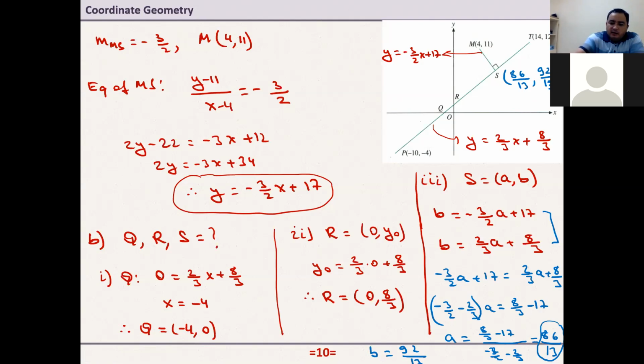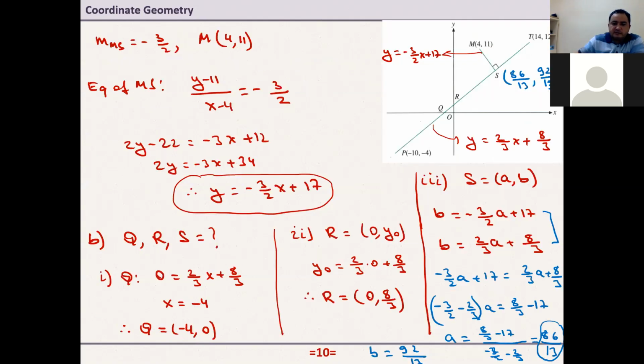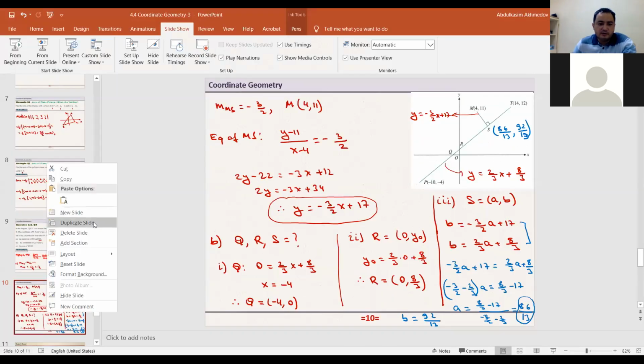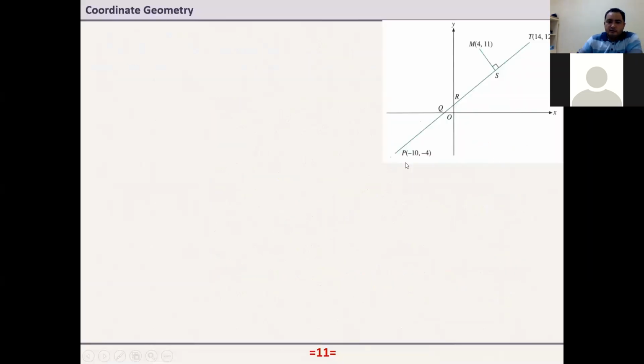So anyway, the last question is the area of PMS. Let's find this and we'll finish the class. We need one more space. C, area of PMS. Where is PMS? I see. Okay, we know the coordinates of P. That's negative 10, negative 4. And M is 4, 11.